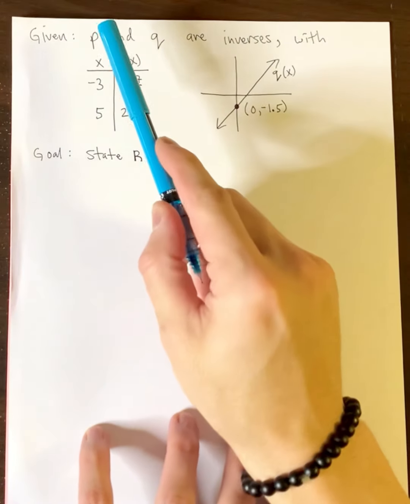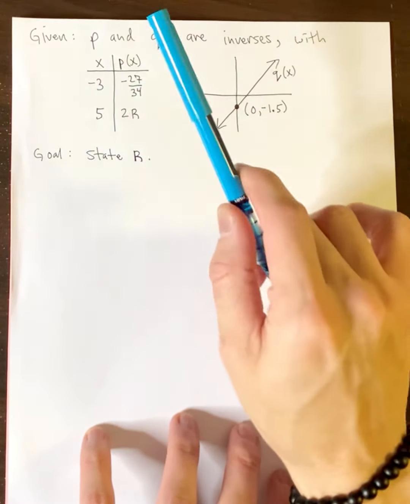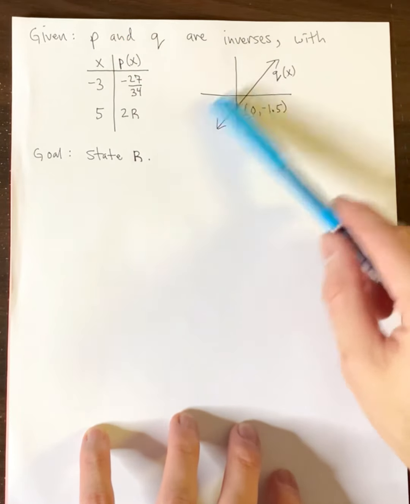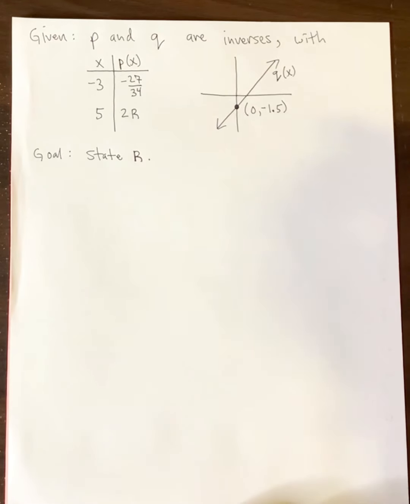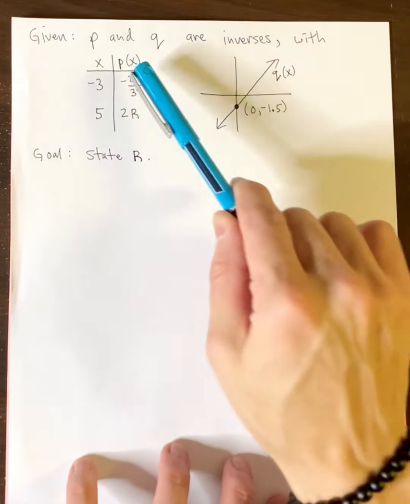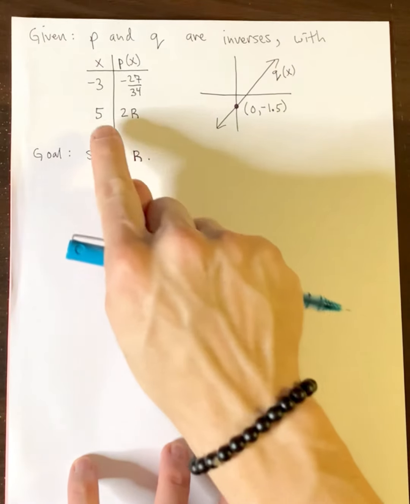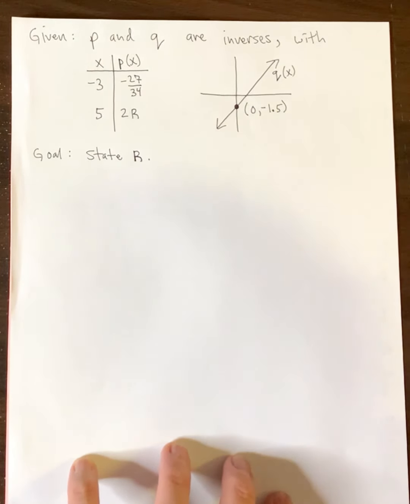So we're given that P and Q are inverses. Here's a table of values for P, and here is the graph of Q. The goal is to find the value of R. So here's the overall game plan. We're going to come up with the equation for P, and then we're going to plug in this point into that equation to discover the value of R.